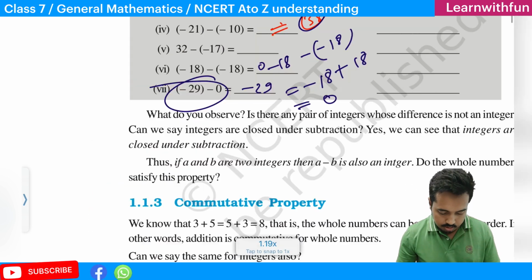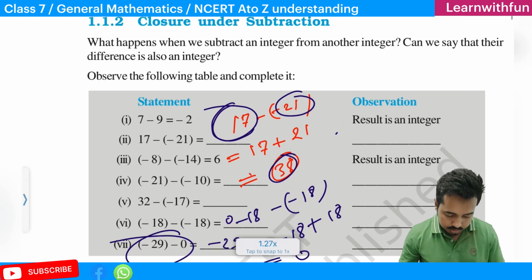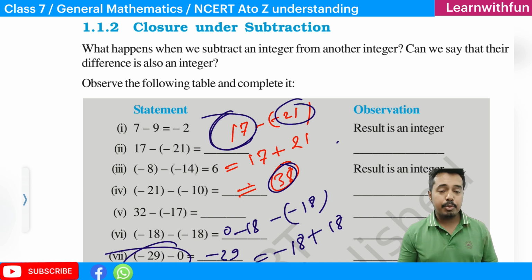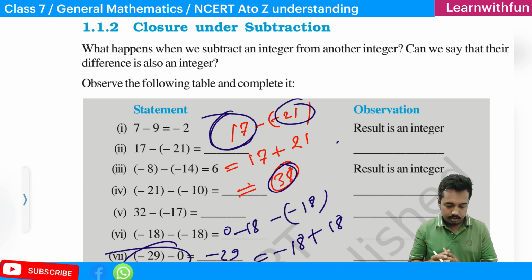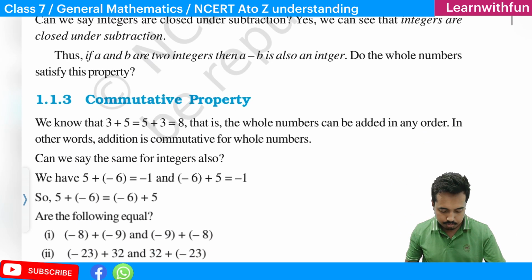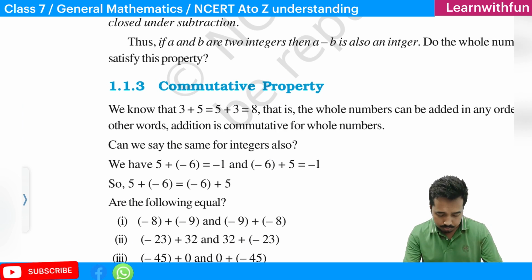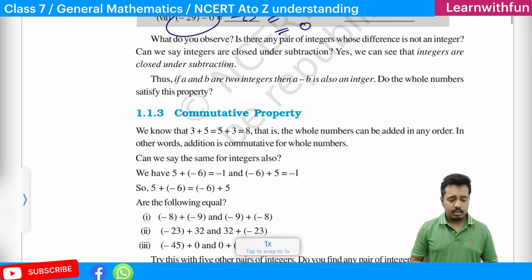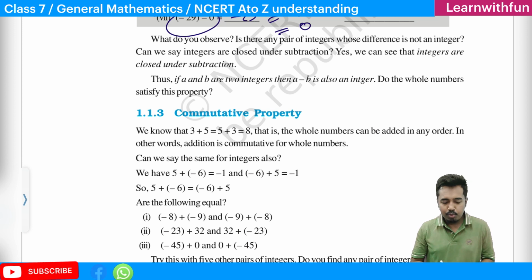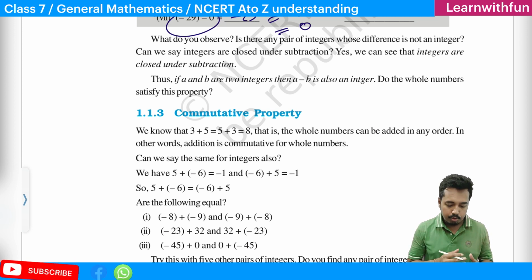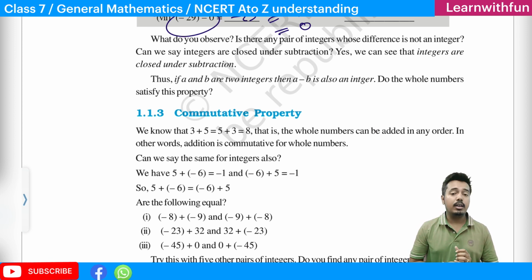So we have already discussed closure property under addition and subtraction. After that you will have to move to the commutative property, but for this class up to closure property under subtraction is enough. We will move to the commutative property part in the next class.